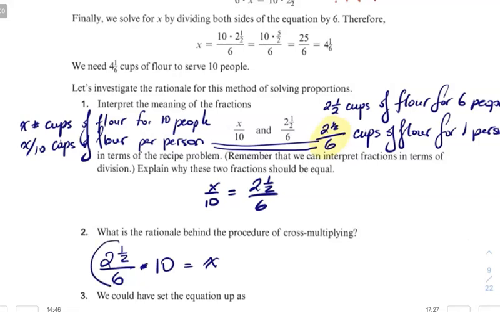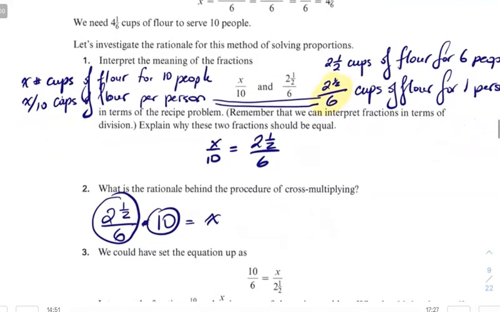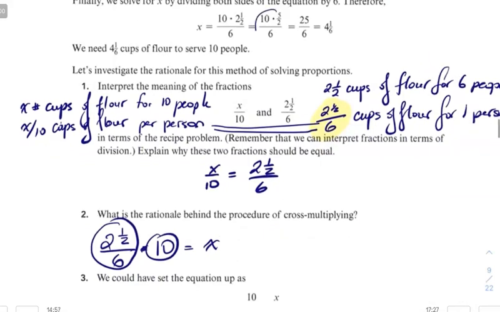If this is per person times 10 people, that gives us cups of flour for 10 people, which is actually going to be the same value as this thing over here, which is going to be 4 1/6 if we simplify. Okay. Do you see that? So there's really no reason for cross-multiplying. We can make sense of this problem without cross-multiplying. And in fact, it's less work to do it this way than to cross-multiply.